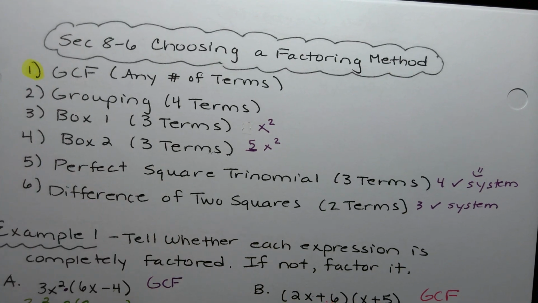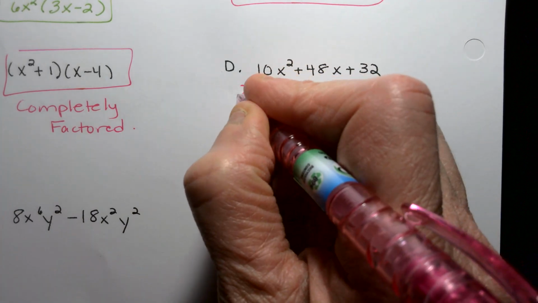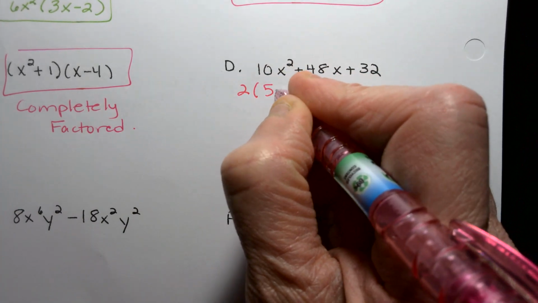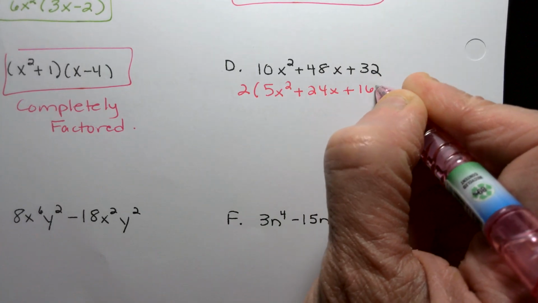GCF. Okay, so look there and see. Can I take anything out of those 3 terms? Got to be able to take it out of all 3. Yeah, I see a 2. I don't see anything else because there's not an x in all of them. So let's do the 2, and we're left with 5x squared plus 24x plus 16.